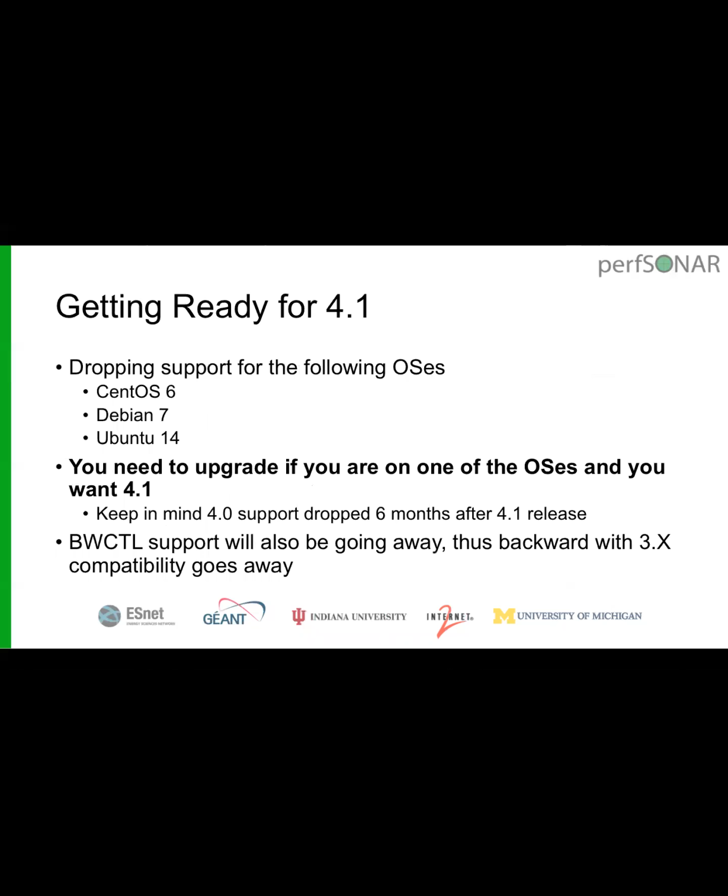CentOS 6 is probably the biggest one just in terms of percentage of deployments out there. The vast majority of people are on CentOS 6. And we'll also be dropping Debian 7 and Ubuntu 14. So that may or may not affect you, in favor of the newer versions of Debian and Ubuntu that we already support. If you are on one of those, you are going to need to upgrade if you want to get 4.1. And then we will drop support after that.